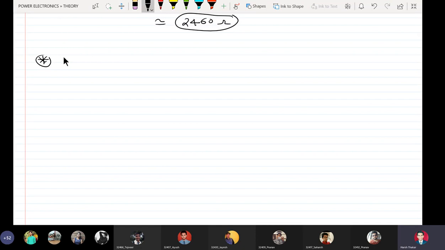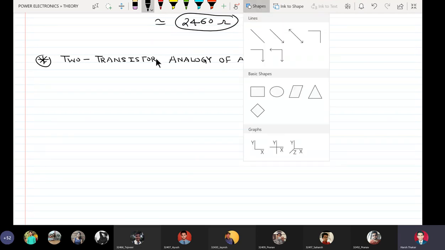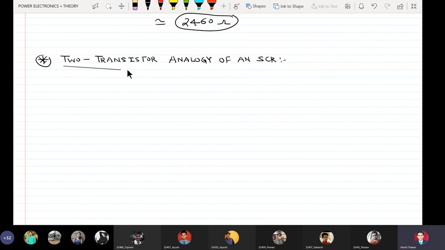The second topic is interesting and important. It is called the two transistor analogy of an SCR. Analogy is also called equivalent, so we can say it is the two transistor equivalent of an SCR. This particular concept of the two-transistor analogy of an SCR will help us understand two things.